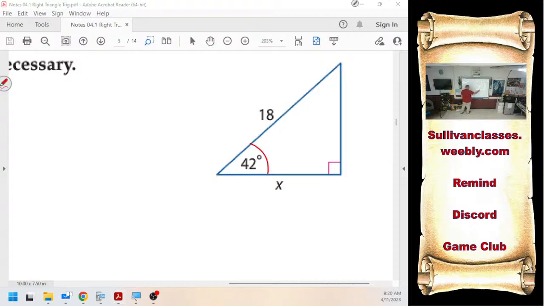42 degrees is right here. From right here, I have an x and an 18, which are in what 2 spots? And which of my ratios uses hypotenuse and adjacent? Okay, cosine and technically also secant, but secant isn't one of the values on my calculator or a button on there because secant is just the reciprocal anyway. So since the cosine of 42 is going to be that thing over that thing, then solve.